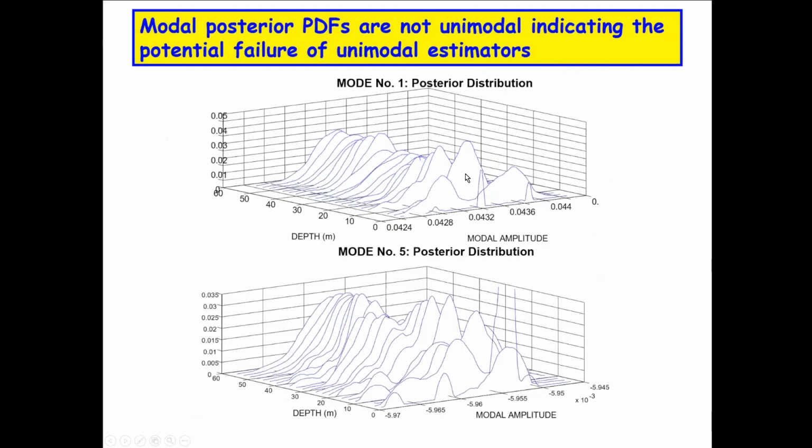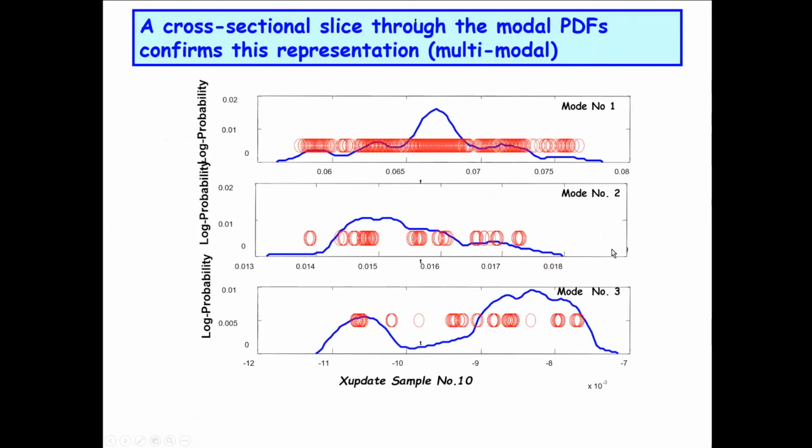I picked two of the modes. This is mode number 1, and you can see it's clearly multimodal, but as it goes down further in depth, it starts to get more unimodal. Again, multiple peaks, so the unscented filter isn't going to do very well at these depths, but as we get towards the end, it looks like it's doing better.